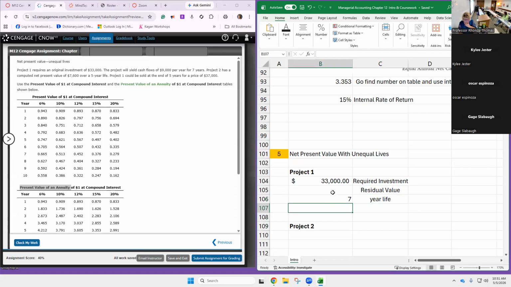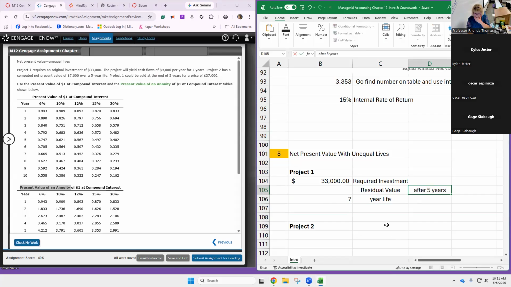And the residual value is 37,000. Project 1 could be sold at the end of 5 years. This is residual value. We have a 7-year life, but this residual value is after 5 years. So 37,000. Okay, so that's what we have.